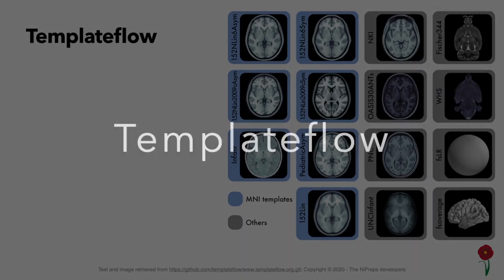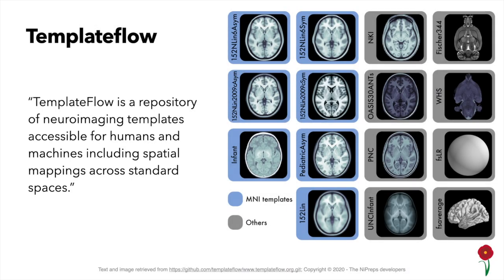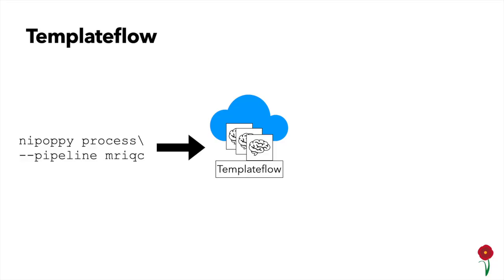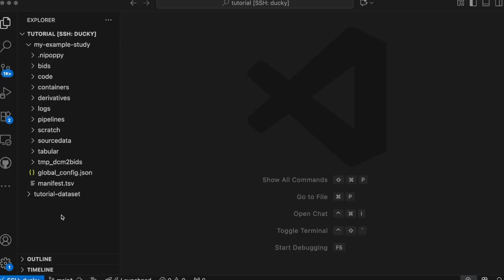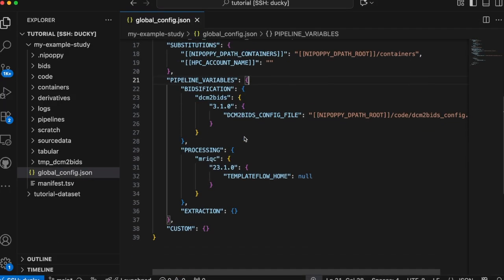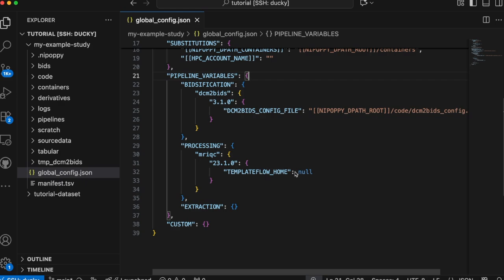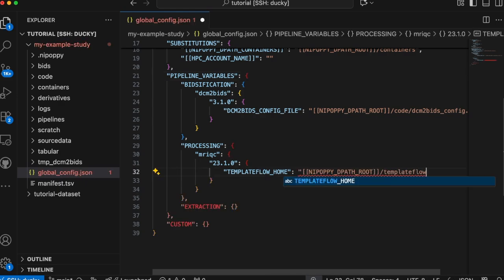Additionally, for MRIQC, we need the TemplateFlow library available. TemplateFlow is a library of neuroimaging templates used by several popular imaging processing pipelines. The first time MRIQC is run, it will attempt to download templates to a directory specified in the global config file. We can either create a dedicated directory inside our Nipoppy dataset, or we can point to a more central path to share the templates among a bigger user group.